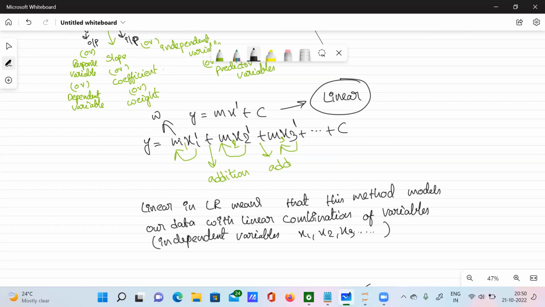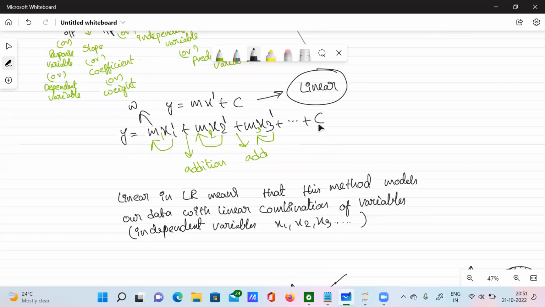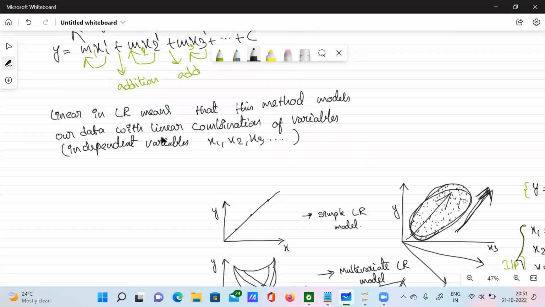And all the variables are actually multiplied with the weights, that is the slope here, m1, m2, m3. All the variables are multiplied with the weights, and all of them are getting added to our intercept, together forming our output, right? So due to this reason, our model has got the name linear regression, right?